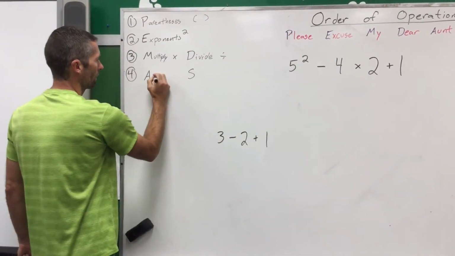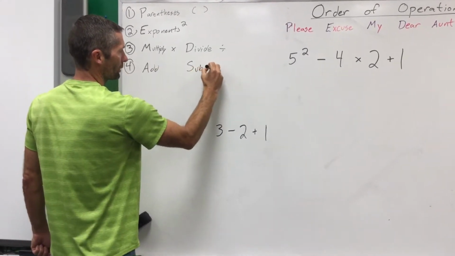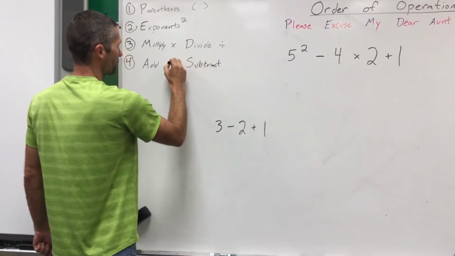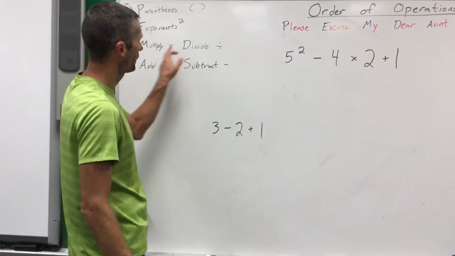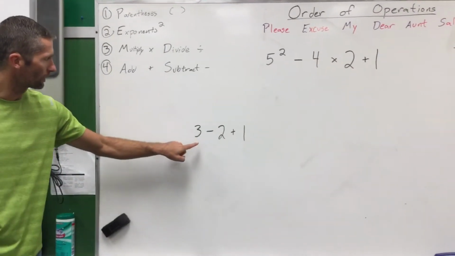And then the A and the S is add and subtract. There are not 6 steps. There are 4 steps. Add and subtract are just inverse operations. Multiply and divide are just inverse operations. So start with the real basic one.